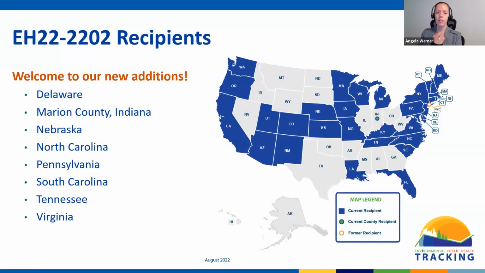Through a cooperative agreement, CDC funds 33 recipients to build, maintain, and implement local tracking programs and data networks to grow public health capacity and expertise in environmental health surveillance and to modernize data systems.